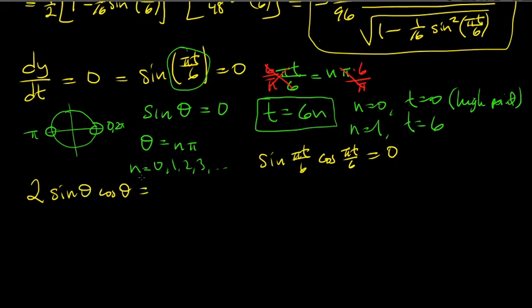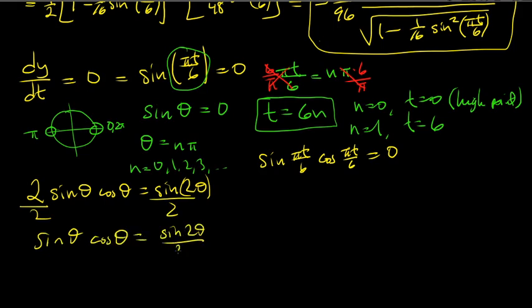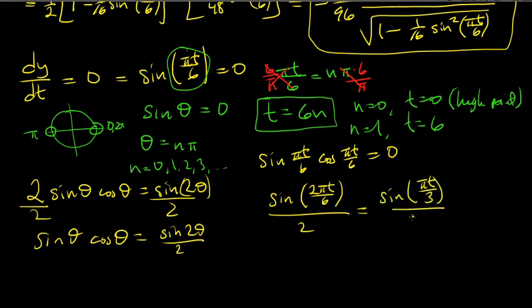This is equal to sine of 2 theta. So sine times cosine, right? If you divide by 2, then sine times cosine is just sine of 2 theta over 2. So this is going to be sine of 2 pi t over 6, over 2, which is the sine of pi t over 3, over 2 equals 0. So the 2 doesn't matter. You can multiply by 2. So it's the sine of pi t over 3 equals 0. That's what we want to solve.